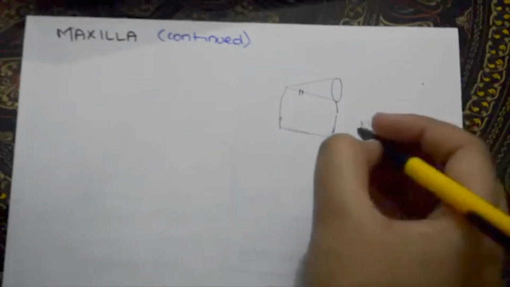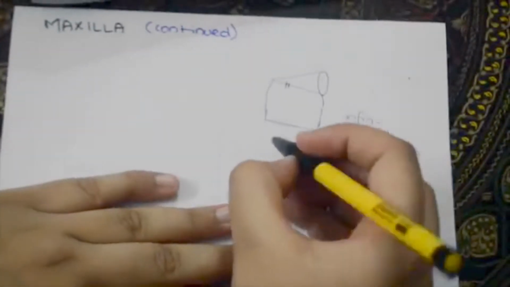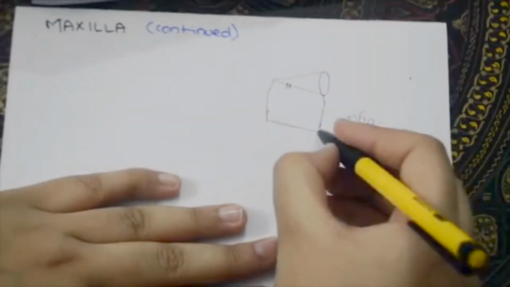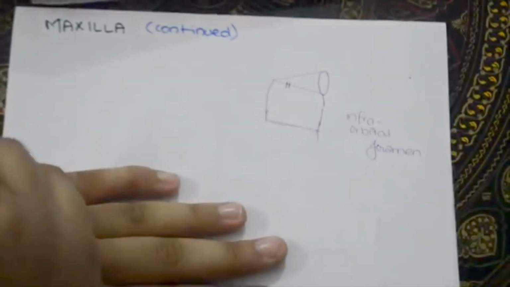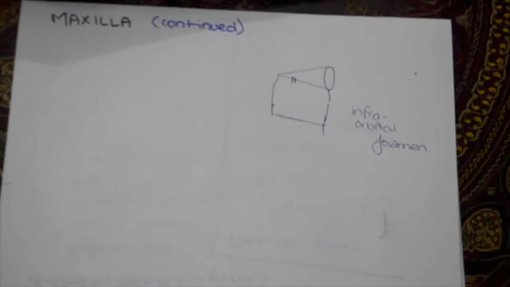So in the maxilla, this is the maxilla. In the maxilla, there are over here the teeth. These are for the teeth. There are the superior alveolar sockets in the maxilla, and the infraorbital canal communicates with the infraorbital foramen, and through these the infraorbital nerve and artery passes.